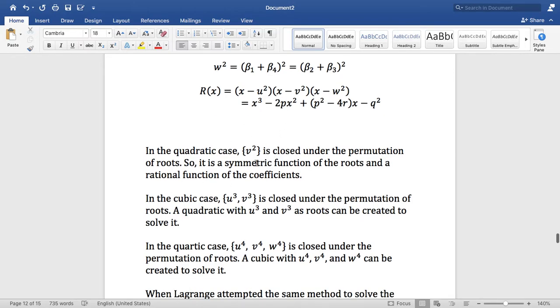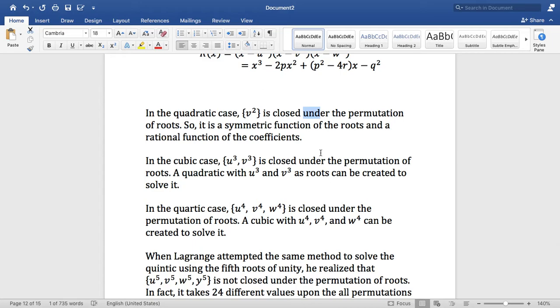Now I want to talk about the big picture that you see. In the quadratic case, v squared is closed under the permutation of roots. So this is the big idea. If you forget all the algebra, just focus on the big idea. v squared is closed under the permutation of roots. So what does that mean? That means it's a symmetric function of the roots and a rational function of the coefficients. If you switch the roots around, v squared does not change in the quadratic case. So that means we know that it's a rational function of the coefficients.